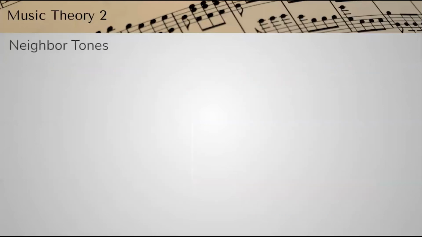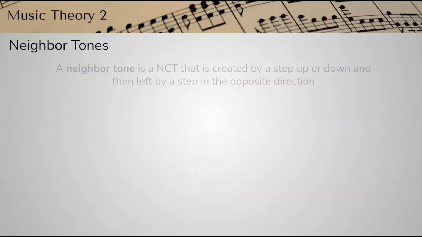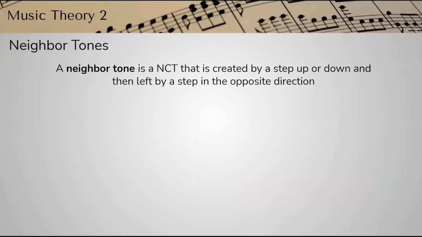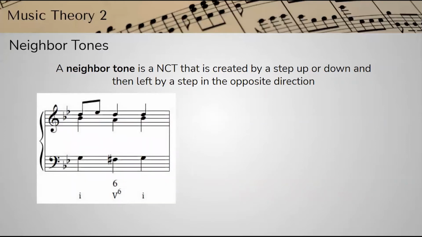And the next kind of non-chord tone is called a neighbor tone, just like in our species counterpoint. So a neighbor tone is a non-chord tone that's created by a step up or down, but then it's left by a step in the opposite direction. So remember, neighbor tones start in one place, but then they go to a new place, but then they come back to where they started. So this example has an example of a neighbor tone in it, and it is in fact an upper neighbor tone. So let's listen to this.